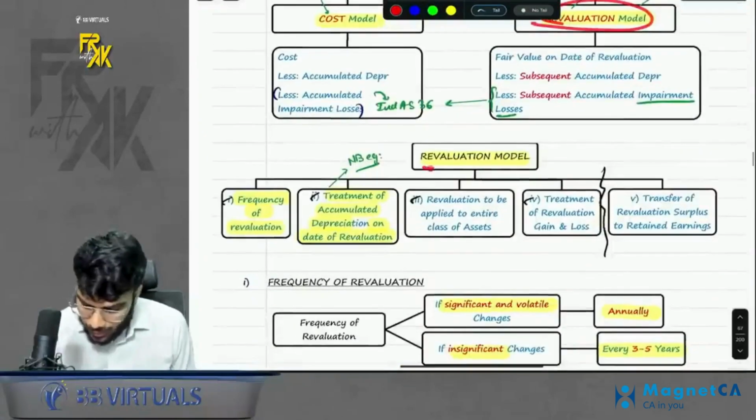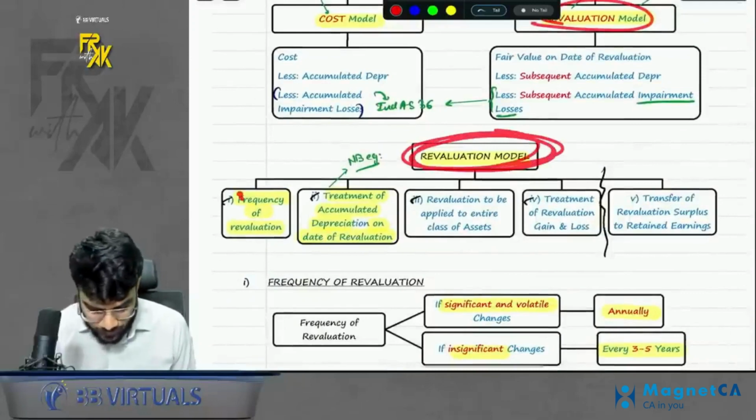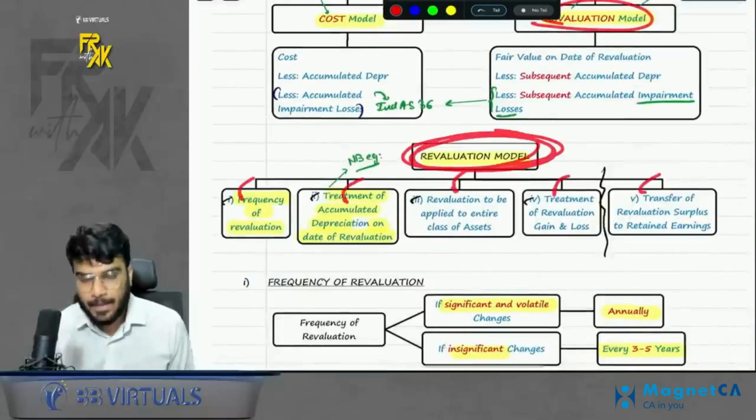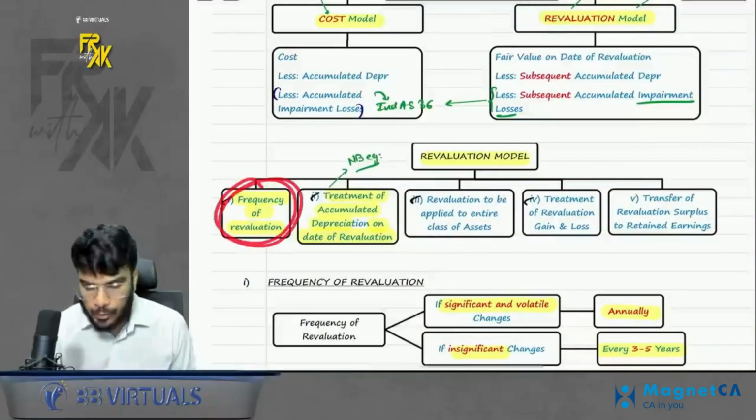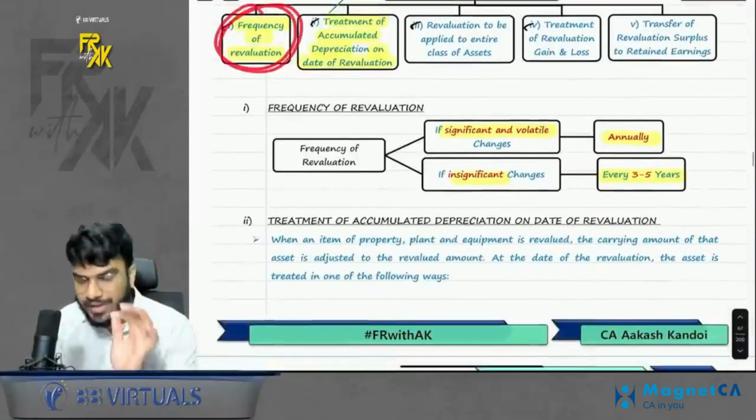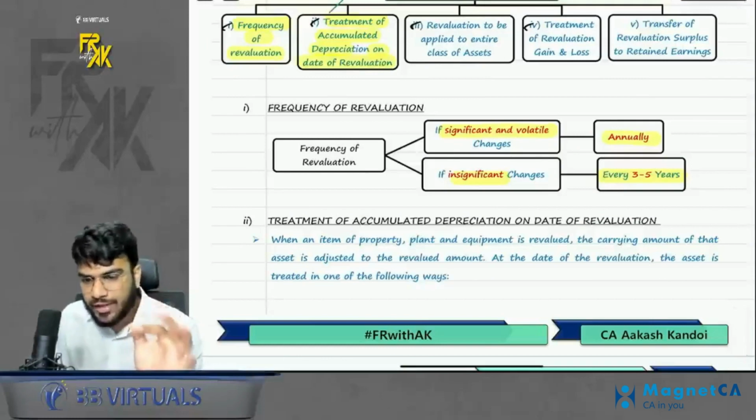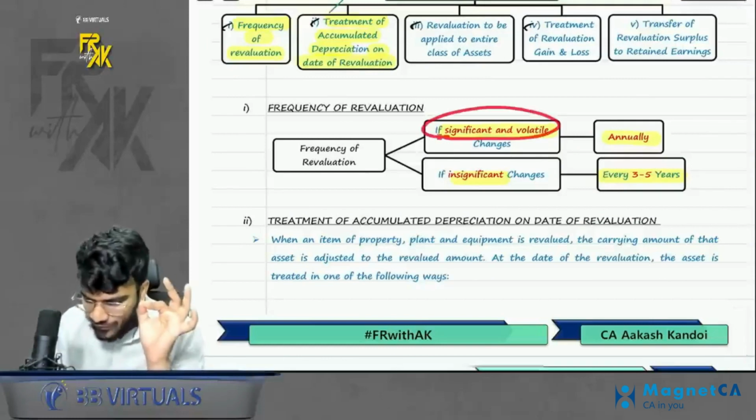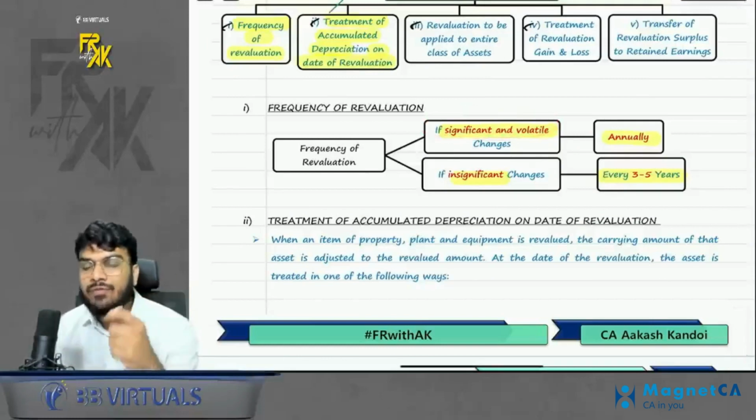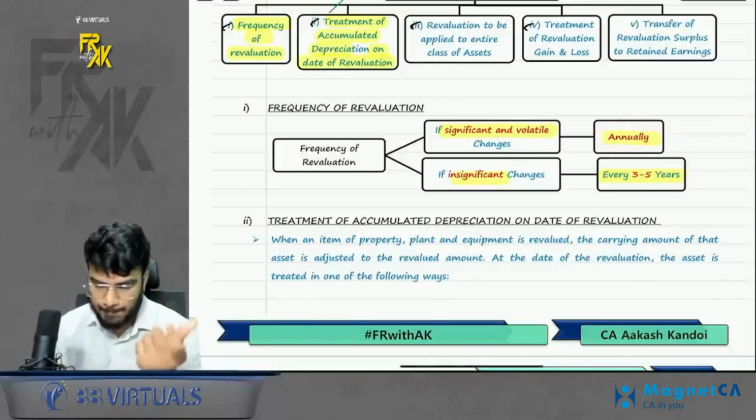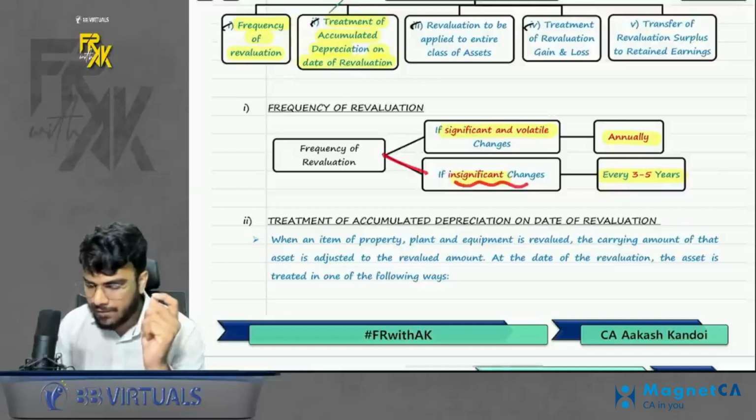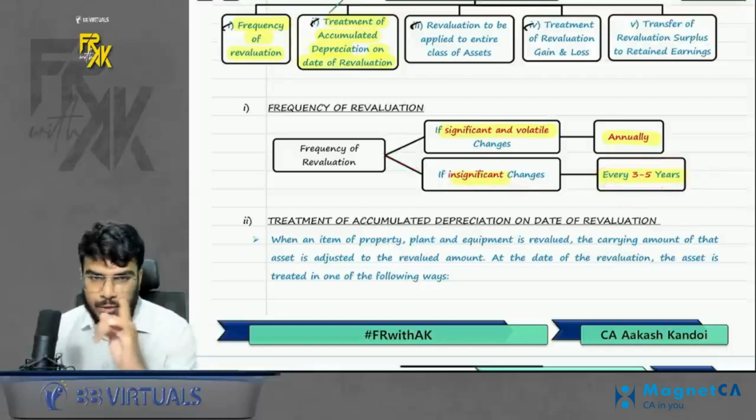Okay, sir. Now, if you are following revaluation model, there are further 5 more points to be discussed. The first point is frequency of revaluation. How frequently will you revalue the asset? So we need to check if the fair value of asset changes very significantly or the changes are very volatile in that fair value. So you will compute the fair value annually. But if the changes happen very insignificantly, you will compute the fair value once in 3 to 5 years.